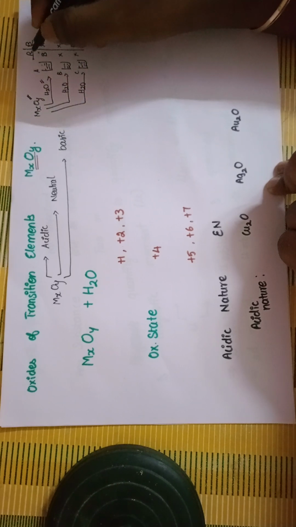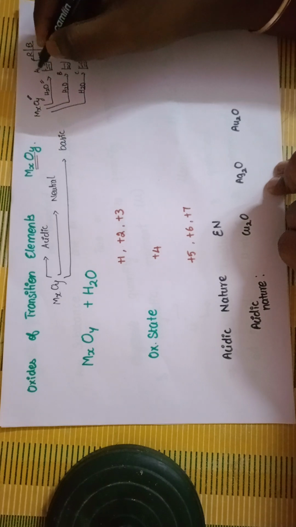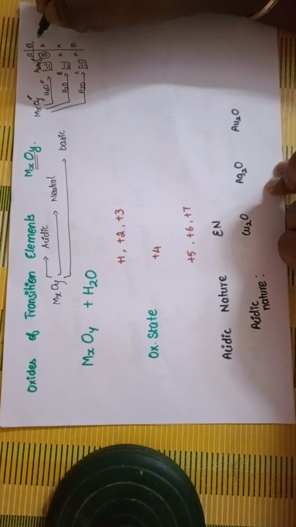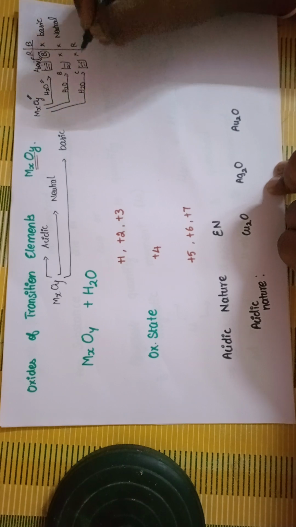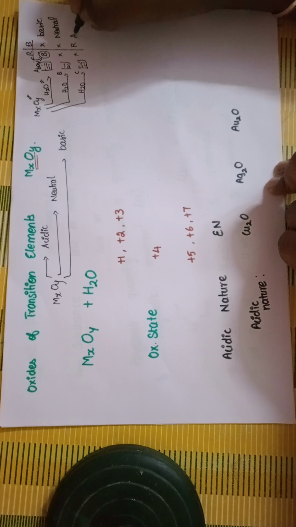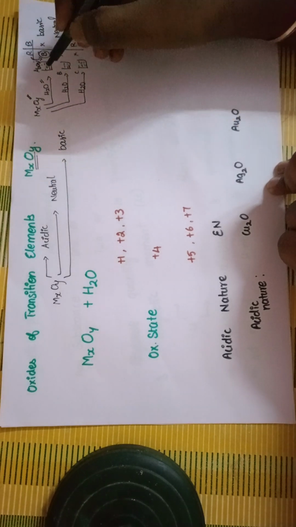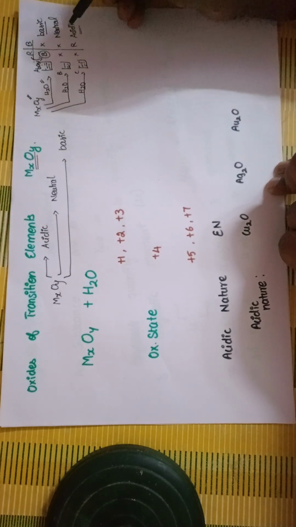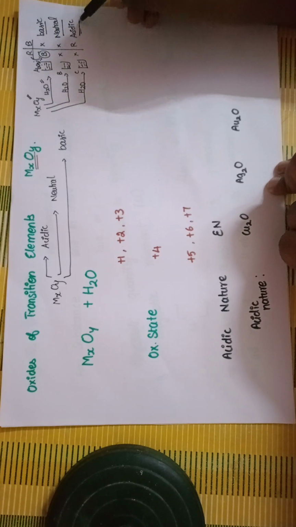If the red changes to blue, it indicates the solution is basic. If there is no change in color in both litmus, it indicates the solution is neutral. If the blue litmus changes to red, the solution is acidic. So in the first case, the solution becomes basic. In the second case, the solution becomes neutral. In the third case, the solution becomes acidic.